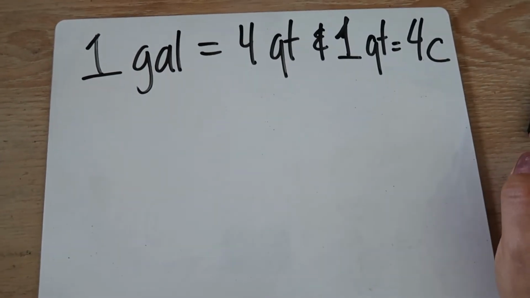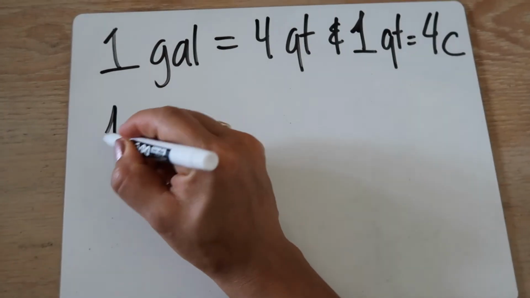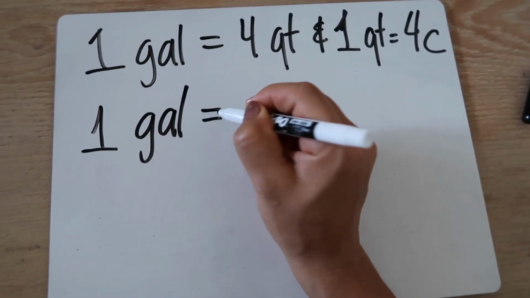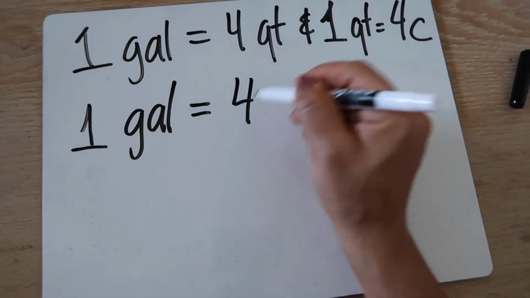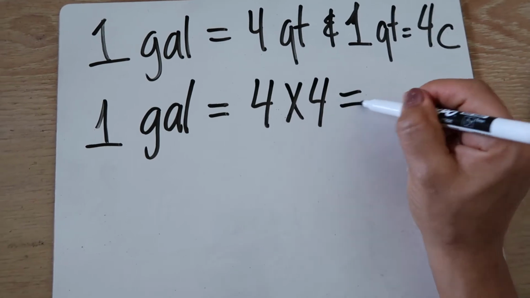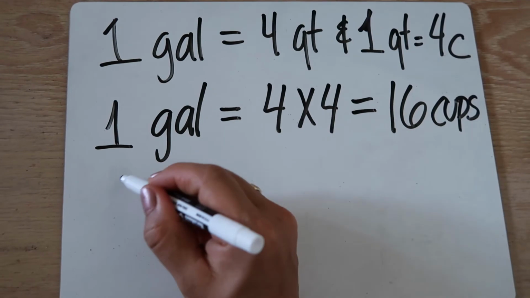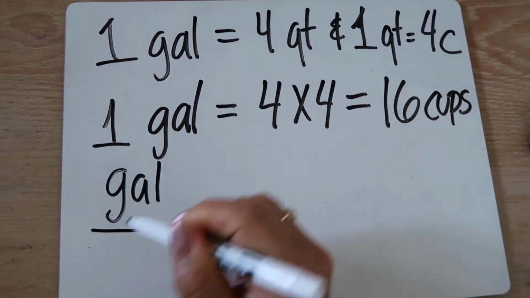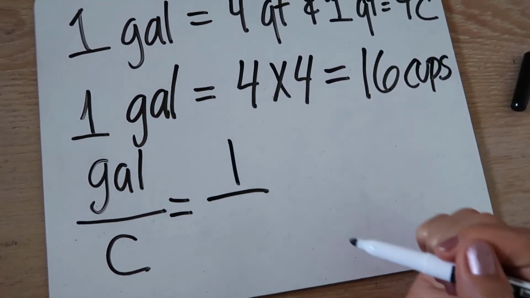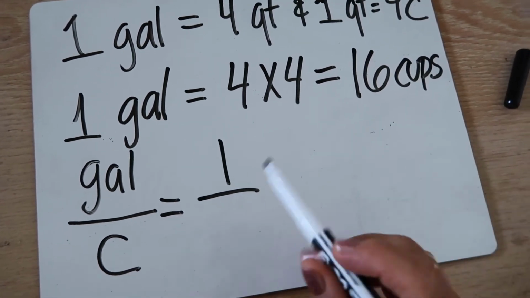Okay, well, if 1 gallon is 4 quarts and 1 quart is 4 cups, that means that 1 gallon in cups, we can just multiply 4 quarts times 4 cups. 4 times 4 is 16. So 1 gallon equals 16 cups. Okay, well, now we're going to write it as a proportion. Gallons over cups. We said that 1 gallon equals 16 cups. We write it in the denominator.